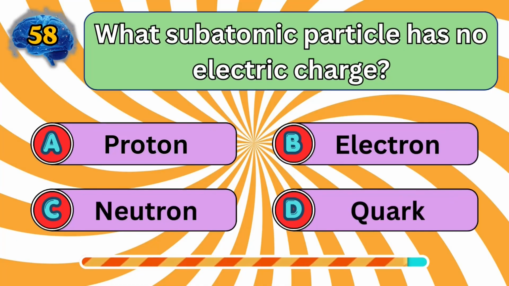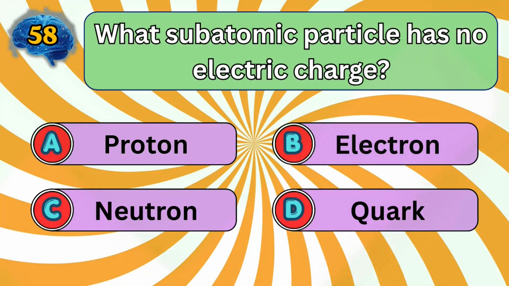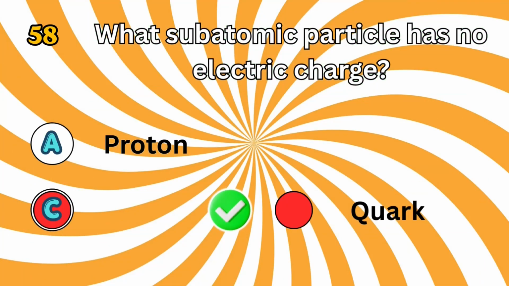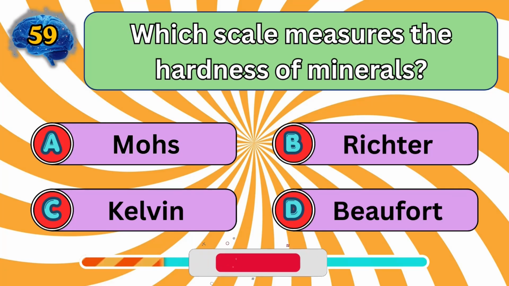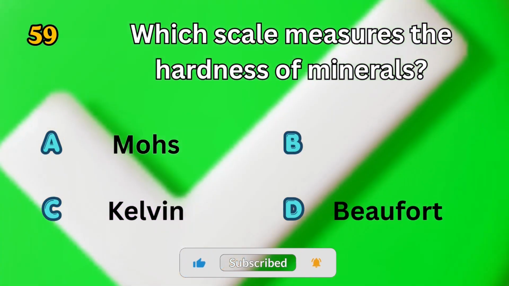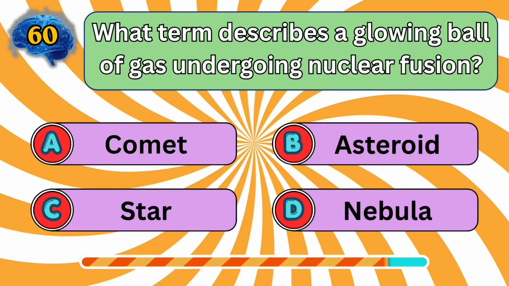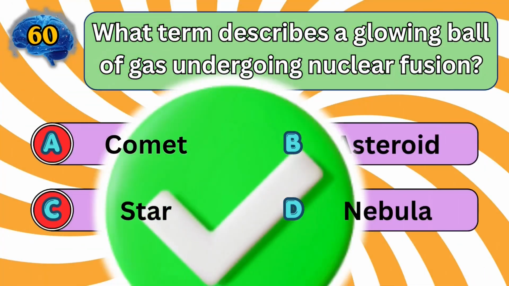Which subatomic particle has no electric charge? Proton, electron, neutron, quark. Neutron. Which scale measures the hardness of minerals? Mohs scale, Richter scale, Kelvin scale, Beaufort scale. Mohs scale. What star does a glowing ball of gas undergoing nuclear fusion form? Comet, asteroid, star, meteor. Star.